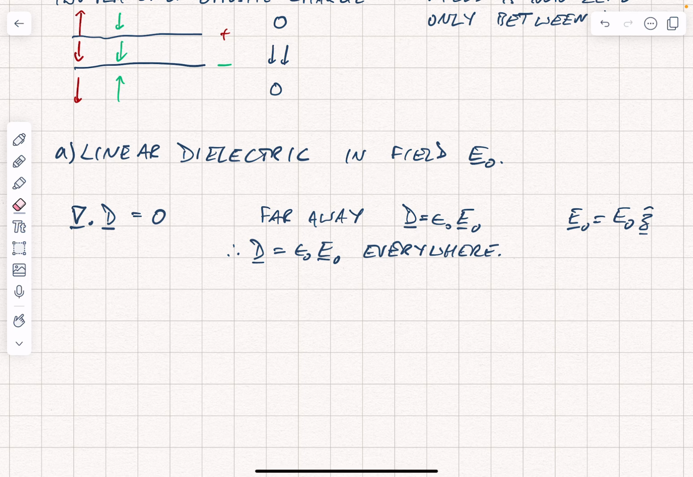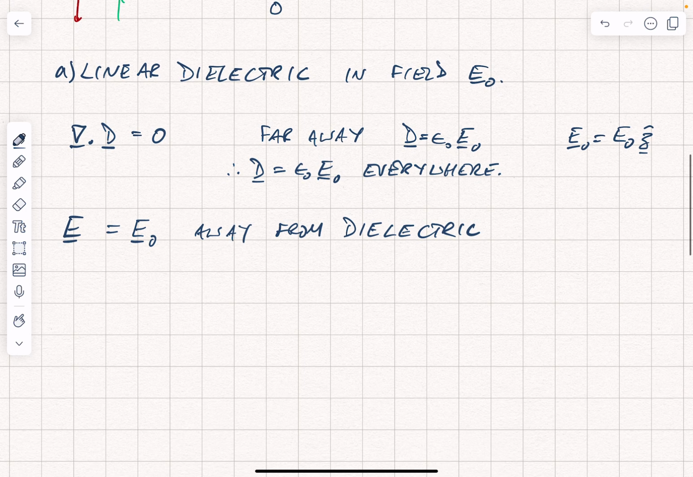We can now deduce E. So E, therefore, is obviously going to equal E0 away from the dielectric. Inside the dielectric, we can write that E is going to equal D divided by epsilon naught epsilon r. We can write that because this is a linear dielectric, and that's therefore going to equal E0 divided by epsilon r.